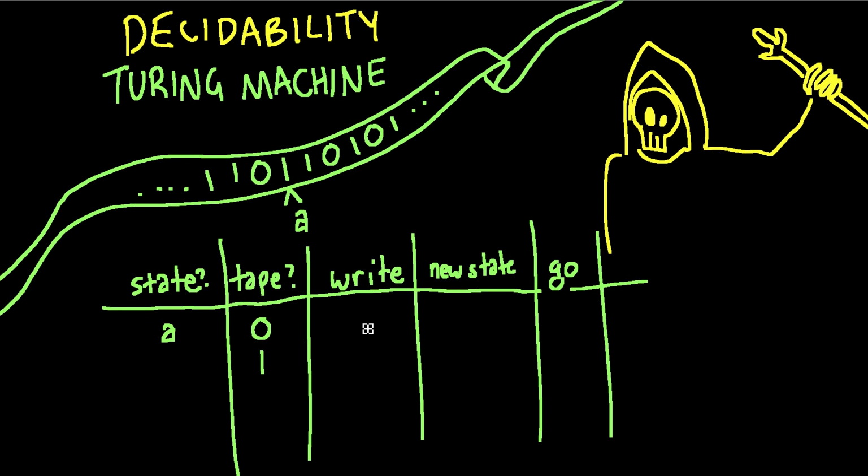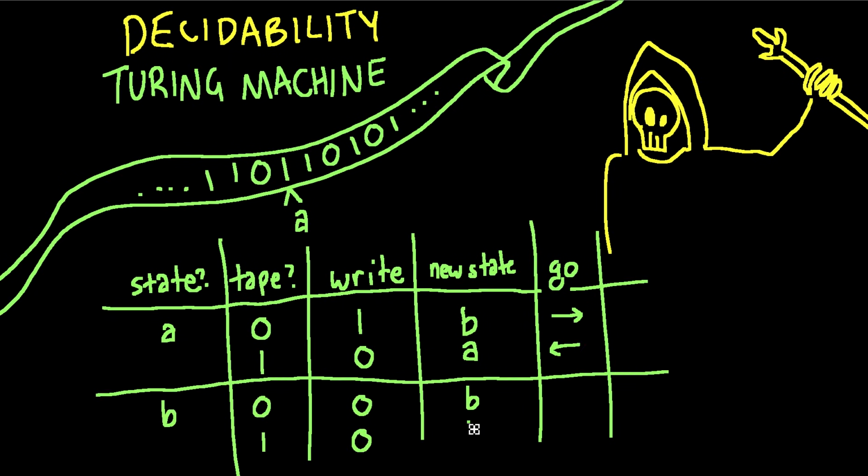And then we say what happens in that situation. What happens is we change the symbol. For example, I could say that if I see a 1, it becomes a 0. And if I see a 0, it becomes a 1. Then I have to say what new state I'll be in. For example, I might be in state B here, but I might stay in state A here. And then I must move the cursor either to the right or to the left.